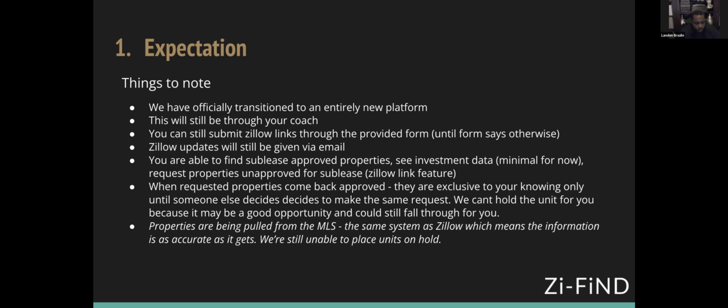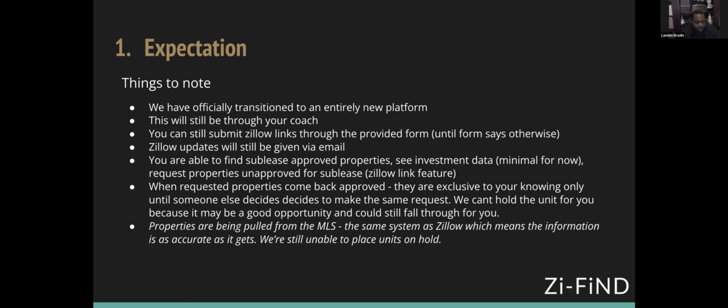So you still have the ability to go on Zillow yourself, find properties that you like, submit them to us, but you can also still use the platform to help you with your process. Eventually, those two things will be combined, and you no longer have to go to Zillow to find properties. You'll just do it all in one place.